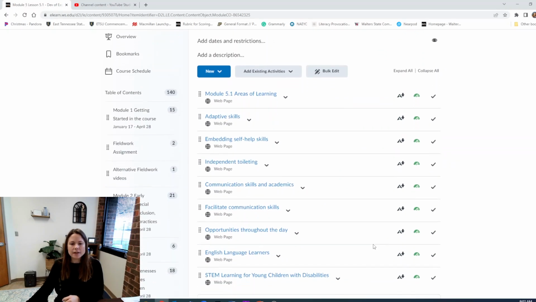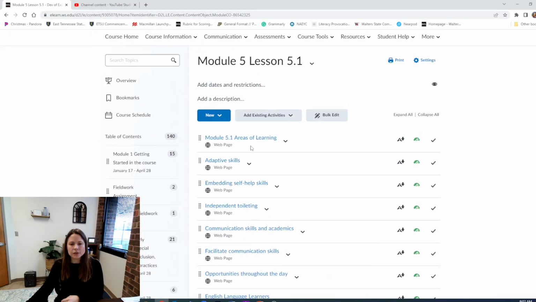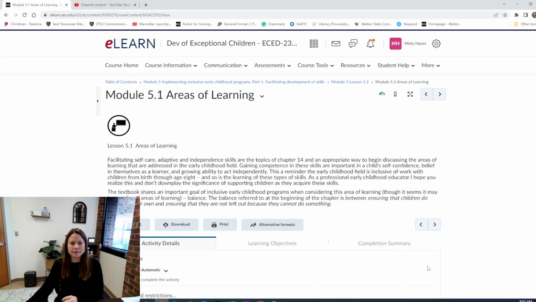Starting the lesson here, we'll go through it, and then we'll talk about the second part of the lesson as well. The first part introduces you by talking about the different areas of learning. A lot of times when we're thinking about learning and gaining these skills, we think it is academic, but we have to look at those other skills as well. We're talking about helping build that child's self-confidence, believing in themselves as a learner. We have to teach them to act independently. So we're going to be looking at those areas of learning as well.